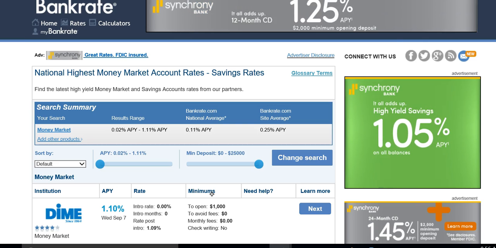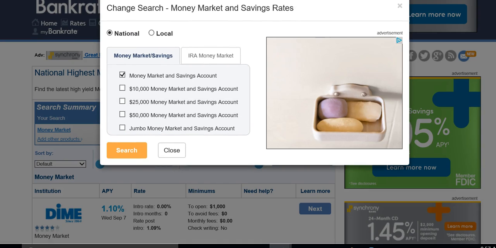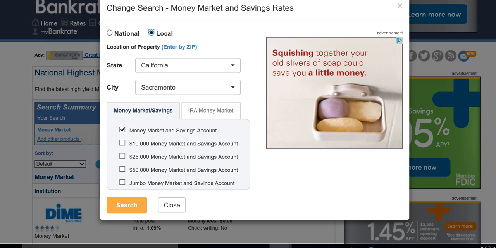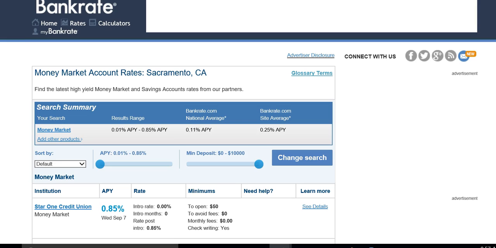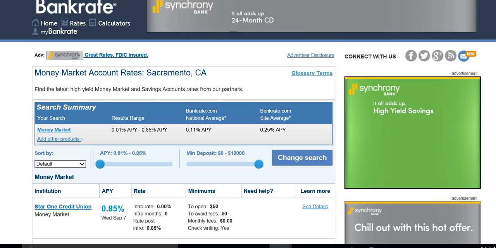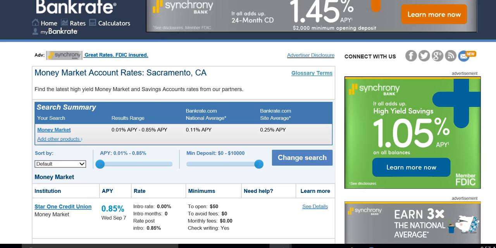Okay. Note up here, this says National Highest Money Market Account. What I want to find are money market accounts and savings accounts from our local bank. So I'm going to hit Change Search right there, and I'm going to click on Local. California, Sacramento, still looking for money market and savings accounts. Click Search. Now, I think it's safe to assume that a lot of students in this class probably have accounts at Wells Fargo, Bank of America, Chase, perhaps Golden One. Those would be the most popular.